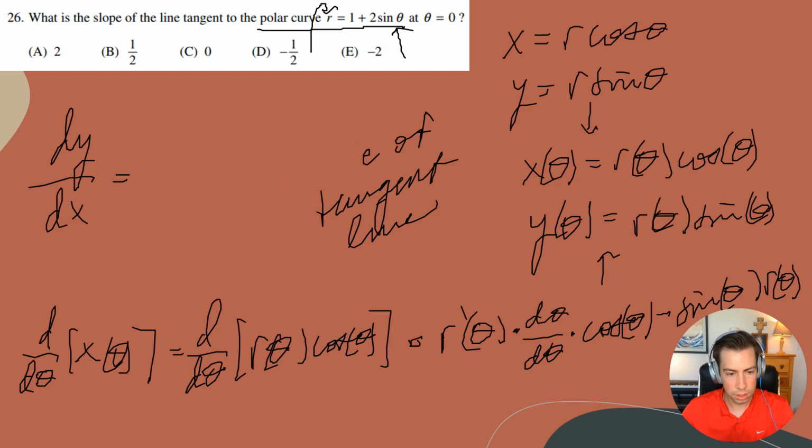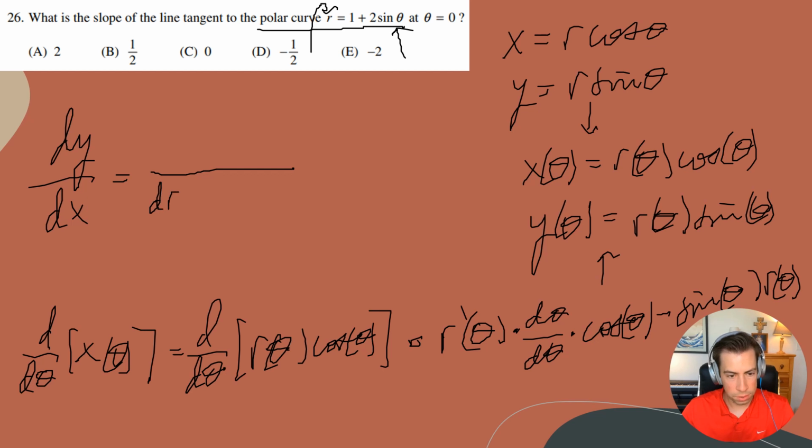Okay, so let me clear some space here. So this is going to be our denominator. Let me write it out here. I'll write it as dr/d theta, where r is a function of theta, and then I'll multiply it by cosine theta, and then subtract away r of theta multiplied by sine theta.